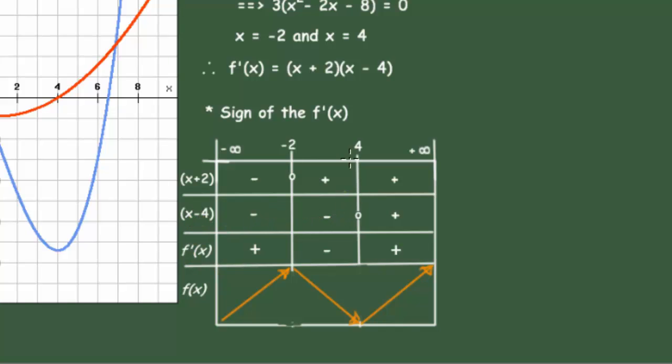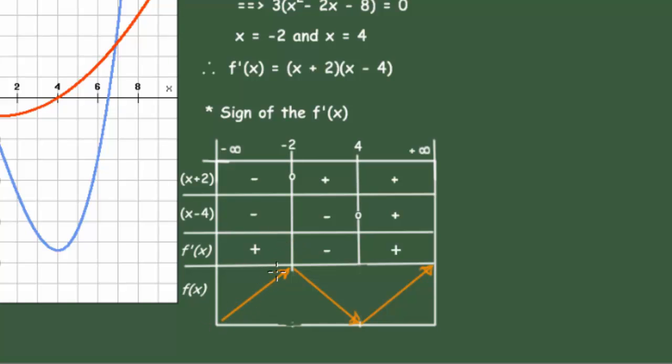The same thing happens to x minus 4. If you take 3, which is between minus 2 and 4, you get a negative number, and it is positive just after 4. Because f prime of x is the product of x plus 2 and x minus 4, we multiply the signs of these two terms. So minus times minus gives plus, plus times minus gives minus, and plus times plus gives plus. And wherever your derivative is positive, it means that your original function is increasing.